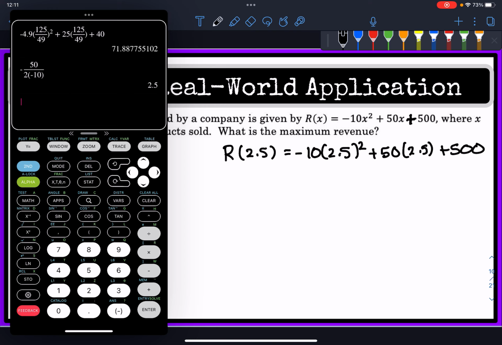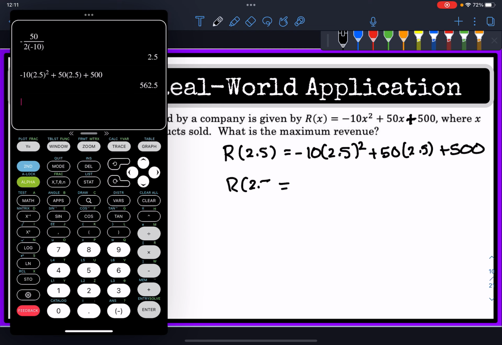And now let's calculate that. So we have negative 10, 2.5 squared plus 50 times 2.5, and then plus 500. And that's equal to a total of 562.50. And this one, we're not going to estimate it. This again to the nearest dollar. So this is the amount. This is our max. $562.50. That's the max amount of money they can sell for selling 2.5 items.